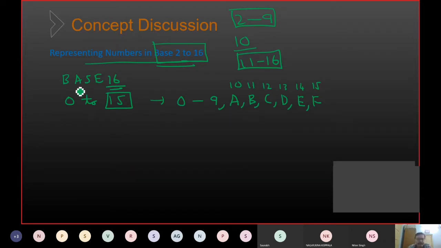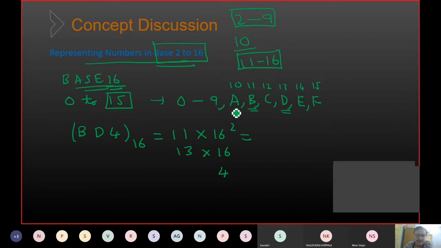For example, a number in base 16 could be something like BD4. What does BD4 in base 16 mean? B stands for 11, that is 11 into 16 square. Then you have D. D is 13 into 16. And then you have 4, which gets added. 16 square is 256, so 16 square into 11 comes out to be 2816. 13 into 16 is 208. And then you add 4. If you add all this up, you end up getting 3028. So this is the actual value of the number denoted as BD4 in base 16.